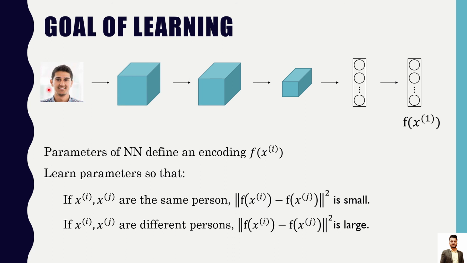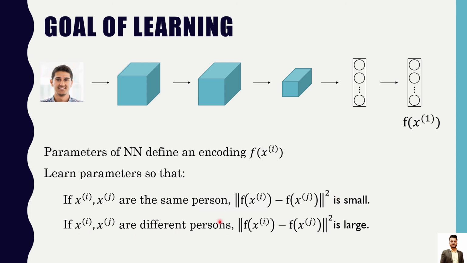So we have converted this face into this f of x_i, which is an encoding of the person's face. The parameters of the neural network define an encoding f(x_i). Learn the parameters so that x_i and x_j are of the same person. If they are of the same person, this value has to be small. Obviously the distance will be small because similarity will be more, the difference will be small, and the square of that value will also be small.